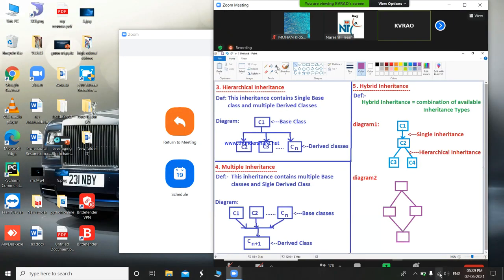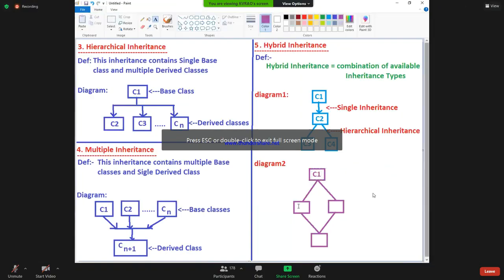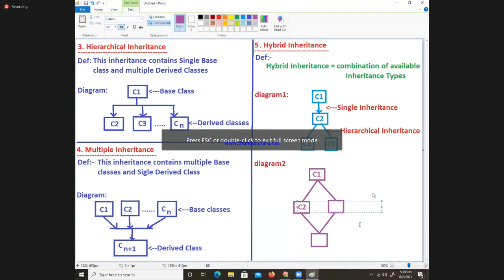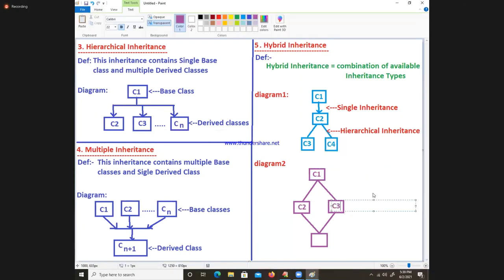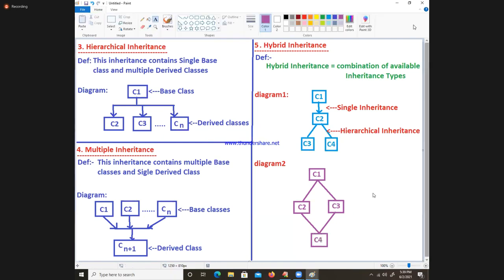Now what does this look like? I want to listen from you. C1, C2, C3 model is called what? Hierarchical. C2, C3, C4 is called what? Multiple. The combination is called what? Hybrid. Wonderful.